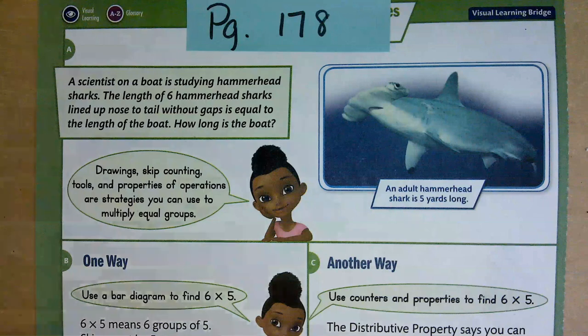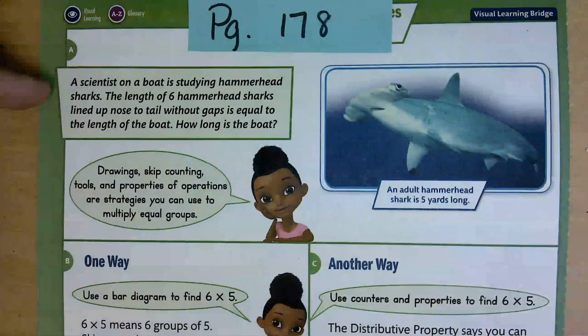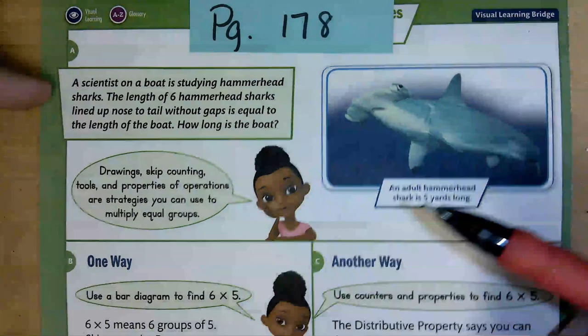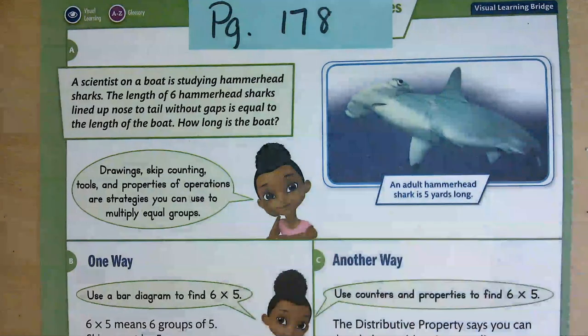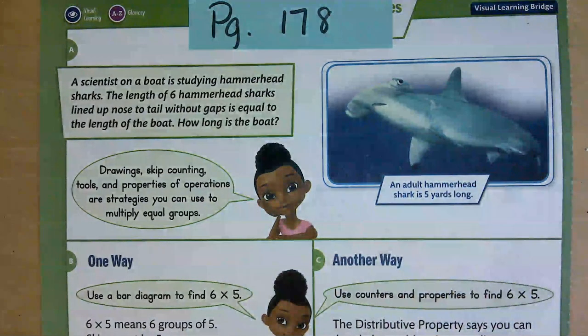So here we are on page 178. If you're not there, pause the video, get there with me right now. And I'm going to read out loud our word problem. Now make sure you've got your pencil with you. I've got my pen so it stands out a little bit more. I want you to underline and circle what I am too.